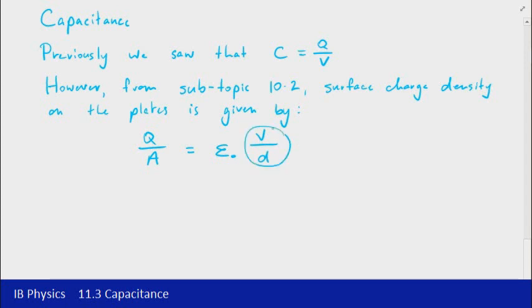Now you might recall that this V on D is actually equal to the electric field strength between the plates, but we're not really interested in the electric field strength here. The plates are so closely spaced that we can't really measure that electric field strength, so we'll leave it as V on D instead. That means we've got the potential difference that we can measure and the distance between the plates that we can set up in the manufacturing process.